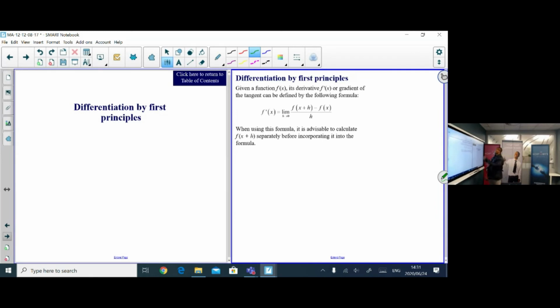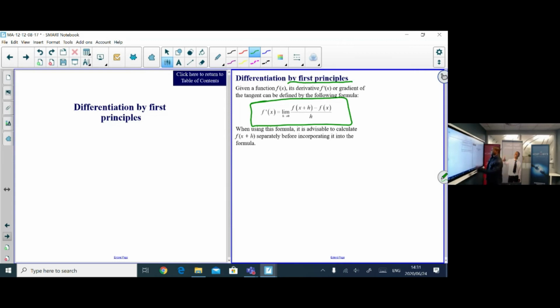So we are going to now differentiate by first principles. And what do we mean by this? We are going to simply use this formula. This will be our formula to use whenever we talk first principles.